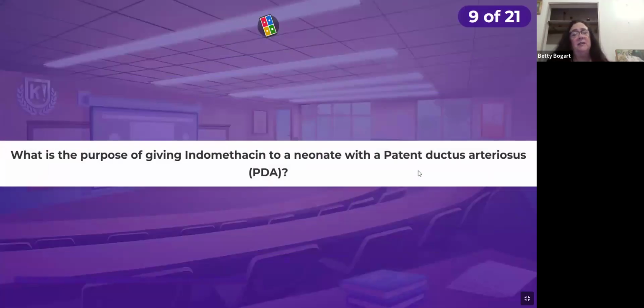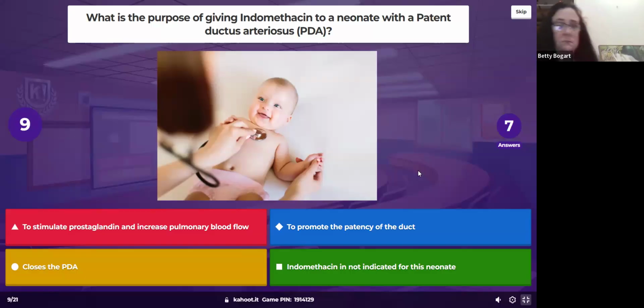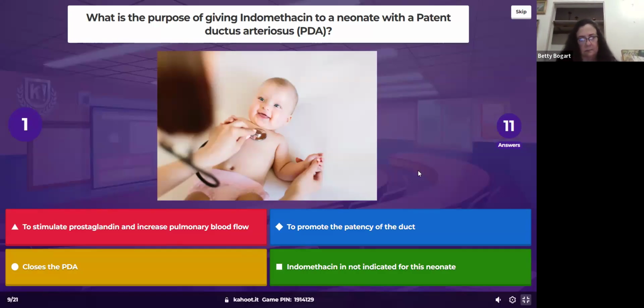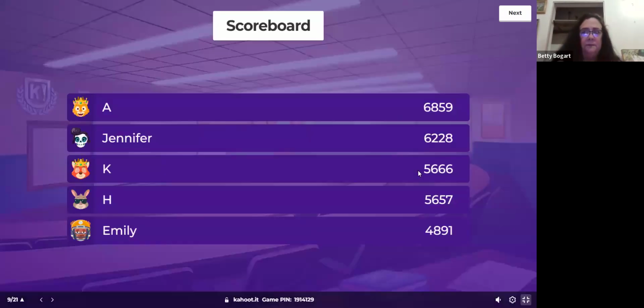What is the purpose of giving indomethacin to a neonate with a PDA? What does indomethacin do? So indomethacin, basically, it closes the PDA. The prostaglandins, it stops it, whatever's there. It says, nope, no more, and let's close that PDA.